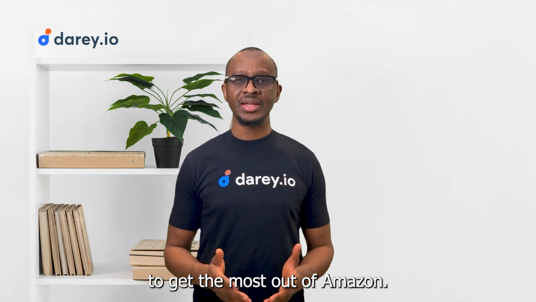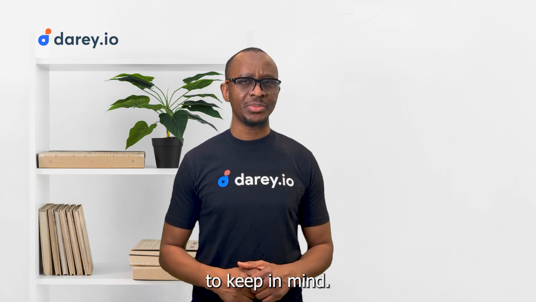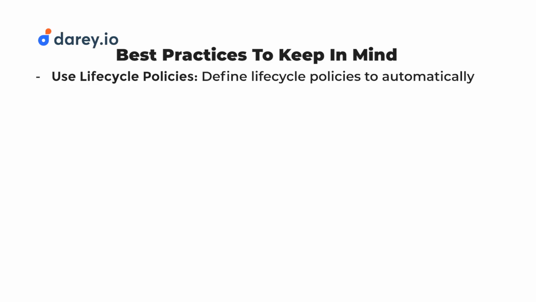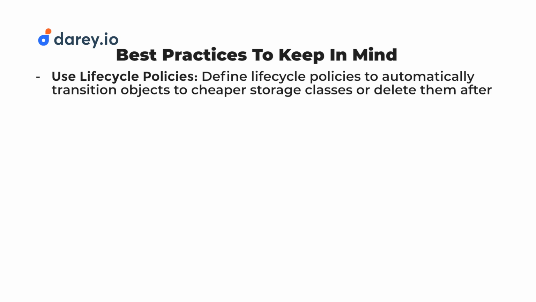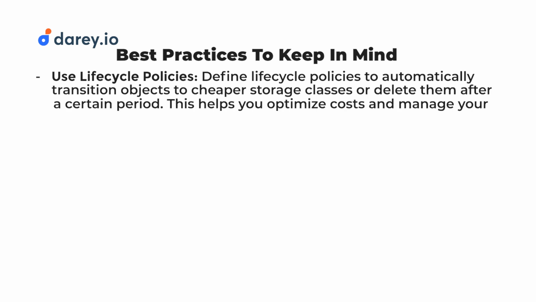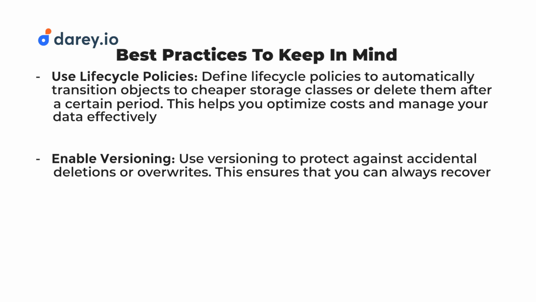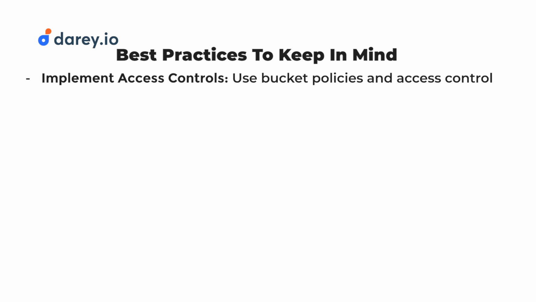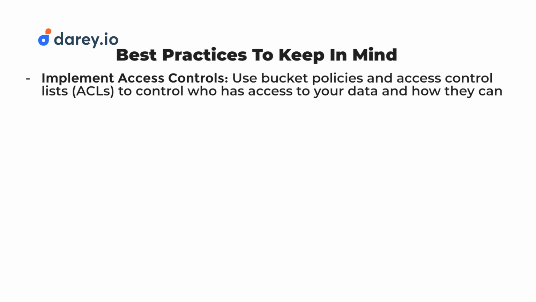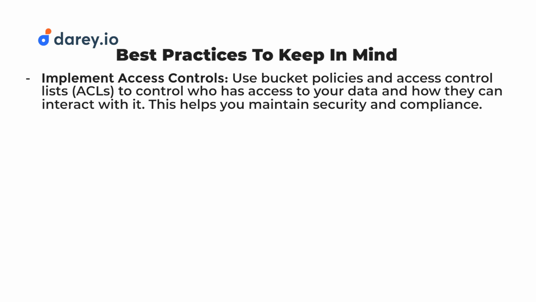To get the most out of Amazon S3, here are some best practices to keep in mind. Use lifecycle policies. Define lifecycle policies to automatically transition objects to cheaper storage classes or delete them after a certain period. This helps you optimize costs and manage your data effectively. Enable versioning. Use versioning to protect against accidental deletions or overwrites. This ensures that you can always recover previous versions of your objects. Implement access controls. Use bucket policies and access control lists, ACLs, to control who has access to your data and how they can interact with it. This helps you maintain security and compliance.